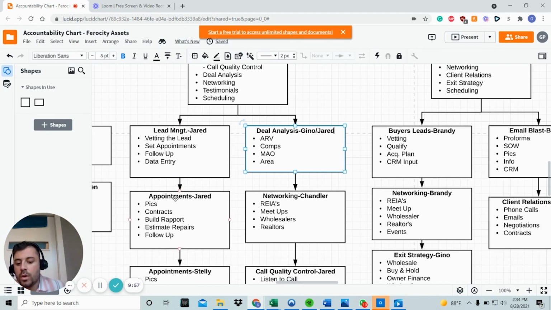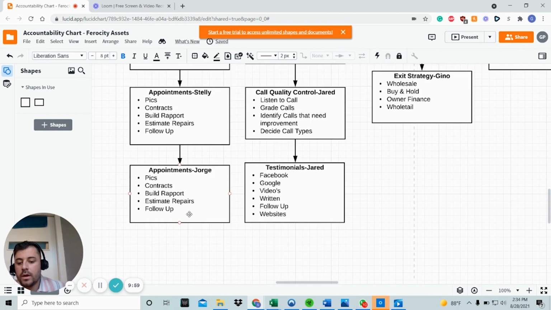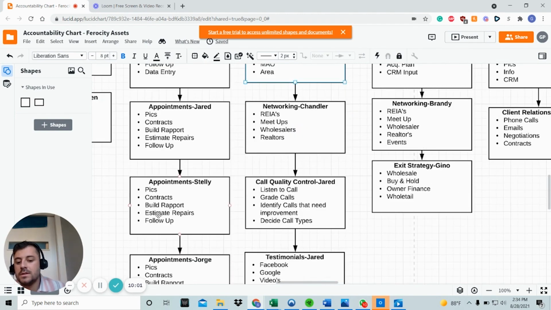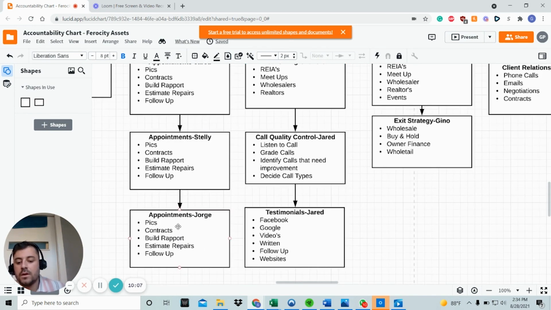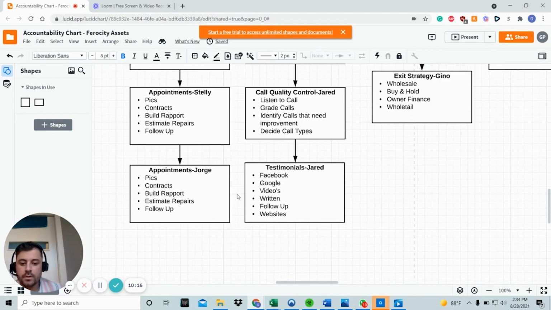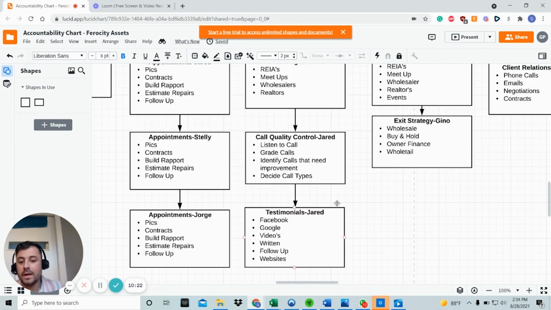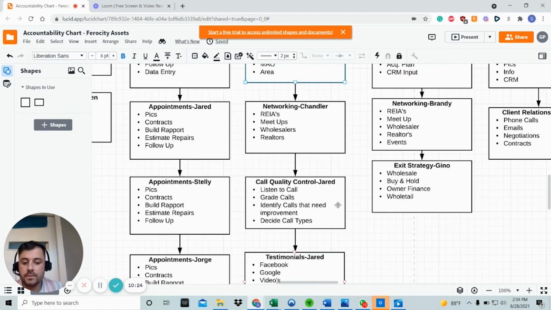And let's see what else. So acquisitions or appointments is Jared, Stelly, and Jorge. Those are acquisition managers. Stelly's making 10 to 12% based on, again, those commissions are on the numbers hit. And Jorge's actually overseas doing this in Bolivia, and we're paying him 3 to 5% of the deal, or $500 per deal. So we go with testimonials. Jared's in charge of working with the sellers now to get them testimonials once we buy their properties. That way we can get testimonials up.